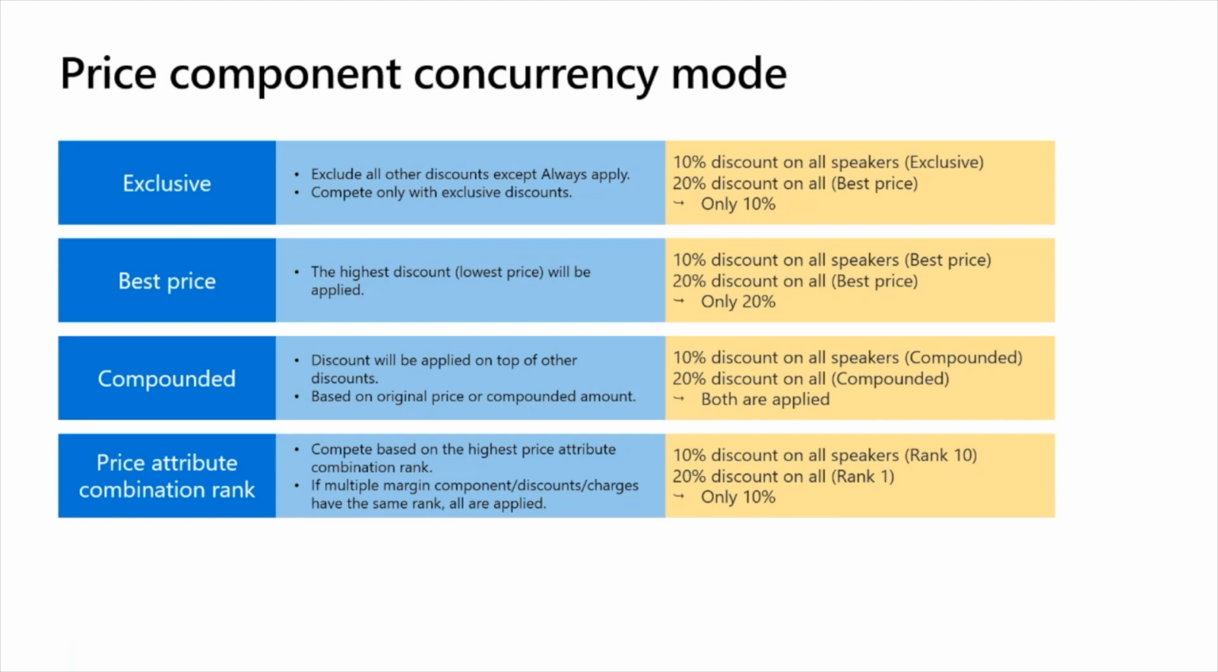Price attribute combination rank is applicable to discounts, charges, and margin price component. This doesn't compete based on price, but rather based on which discount or charges or margin component has the highest rank within each price component.